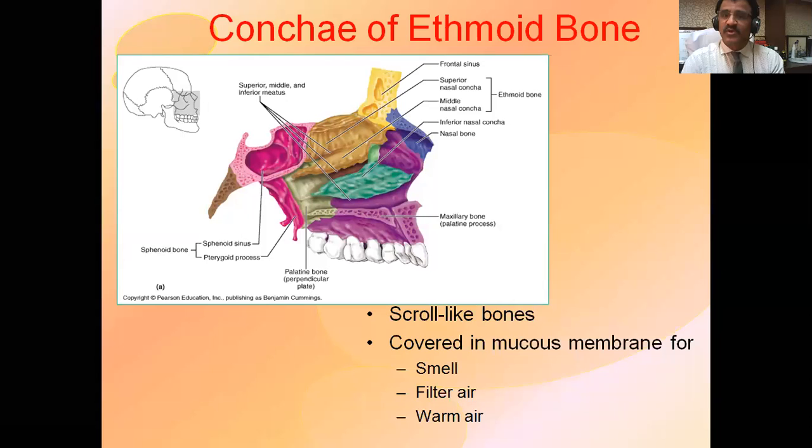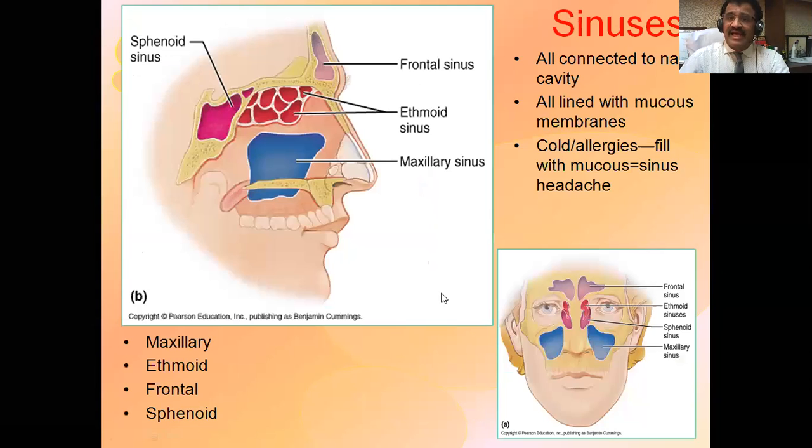They are bony projections covered with a mucous membrane for the purpose of smell, for the filtration of air, and for the warming up of the air before it goes inside your chest, or you can say the lungs. We have also talked about the paranasal air sinuses.